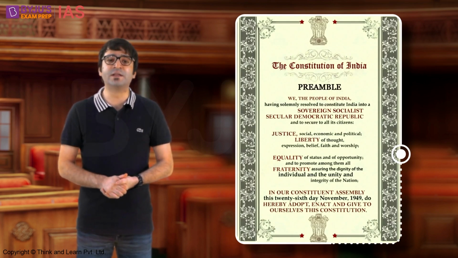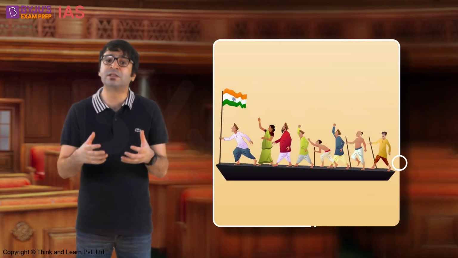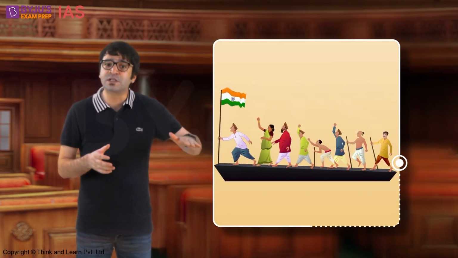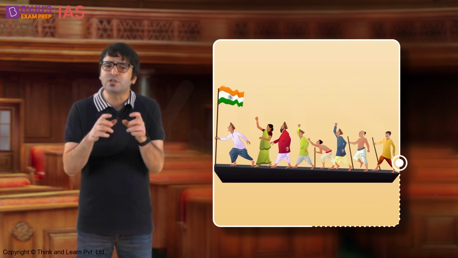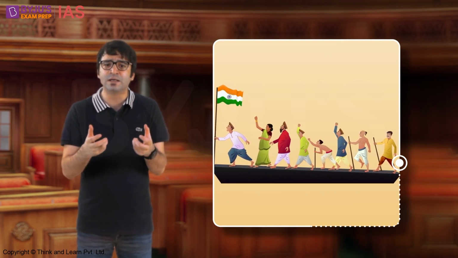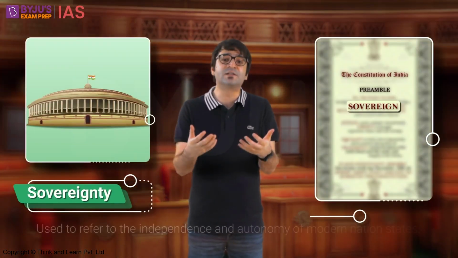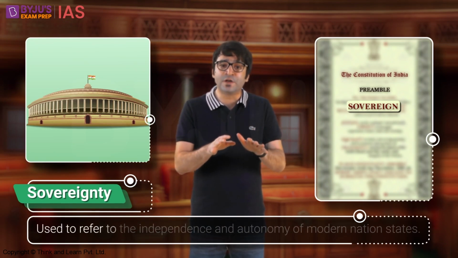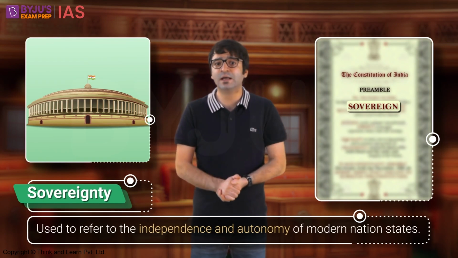First, let's study the term sovereign. The term sovereignty refers to the ultimate authority that oversees the decision-making process of the state. It's closely related to the concept of a state, its independence, and democracy. Sovereignty is a term that is used to refer to the independence and autonomy of modern nation-states.